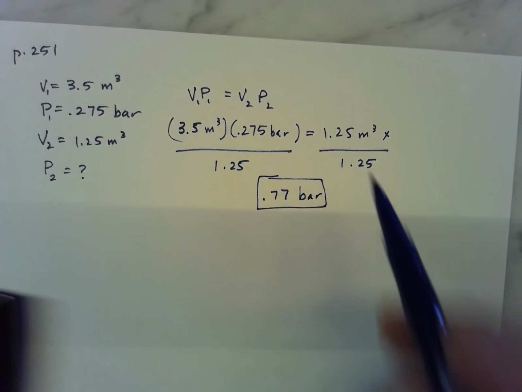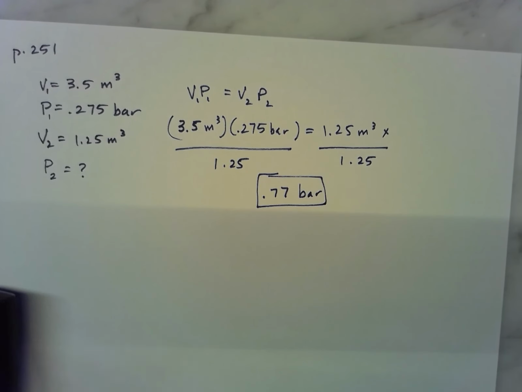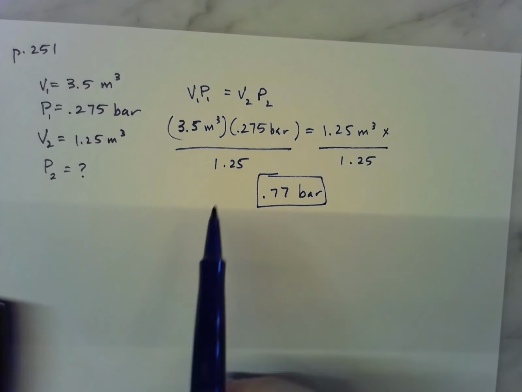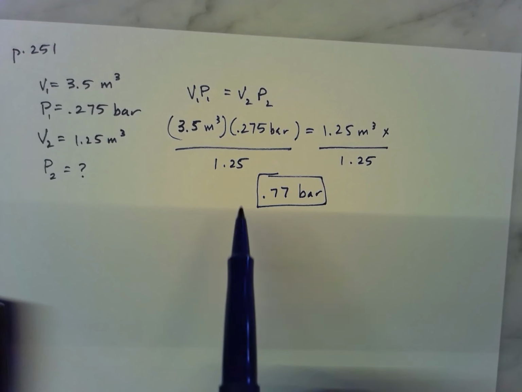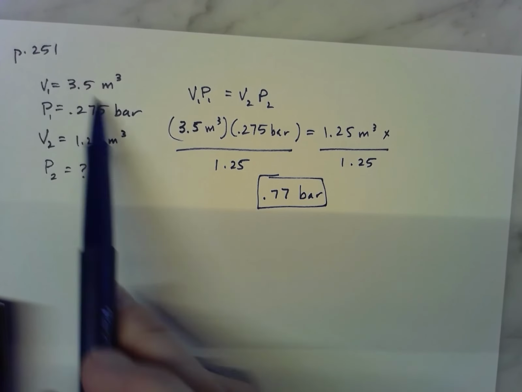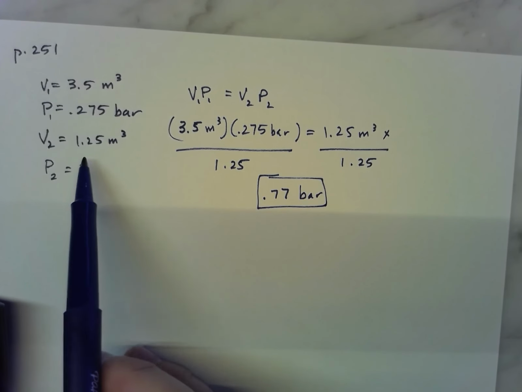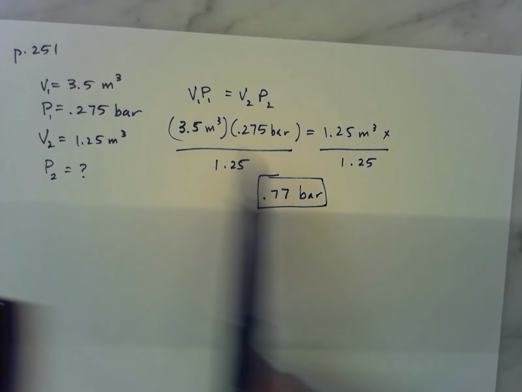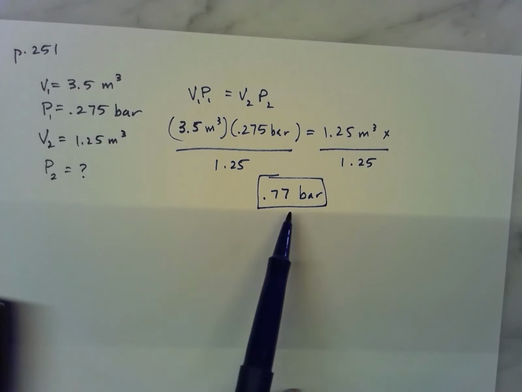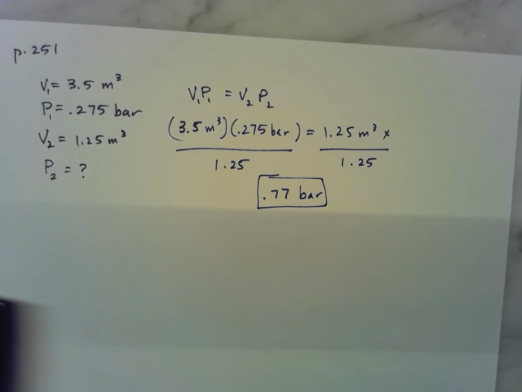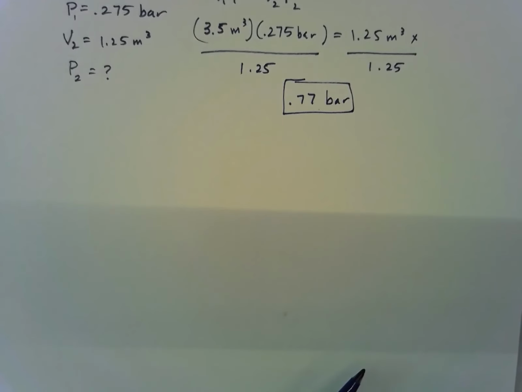Okay, and just to make sure, what do we say? As that pressure goes up, the volume goes down. So is that the relationship we had? Volume went down, so pressure probably went up. Oh yes, it went from 0.275 to 0.77. So excellent. All right. So not a whole lot else to do with the Boyle's stuff there.